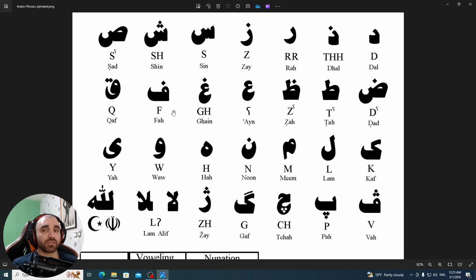Next one is f. The F sound in English is written this way, f. Again, another q. This is q. Now we have something we call kaf in Farsi. In English, that is the equivalent to k.